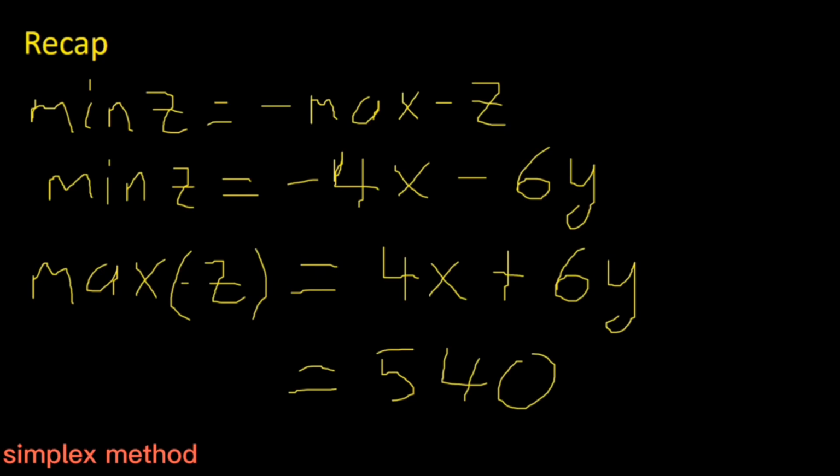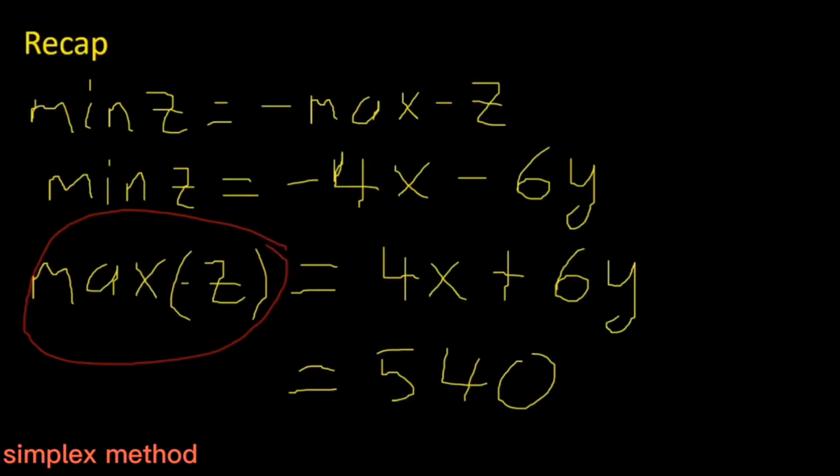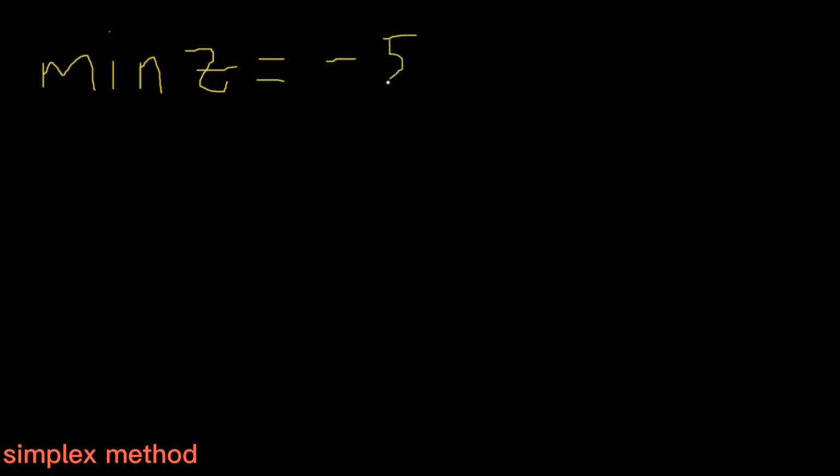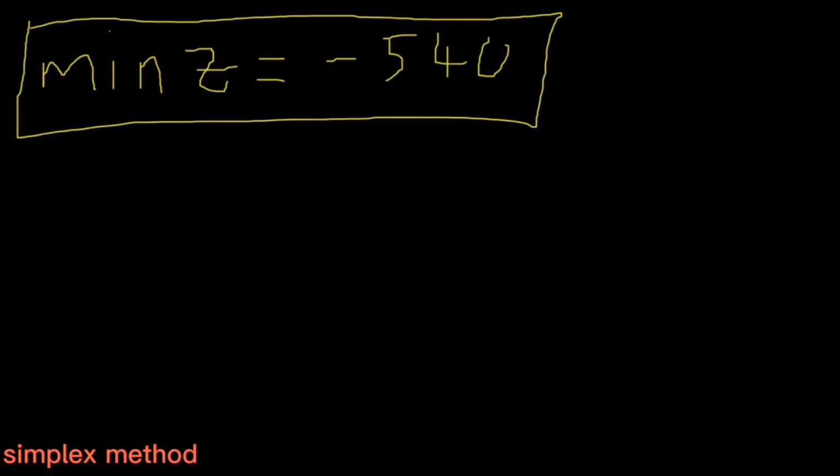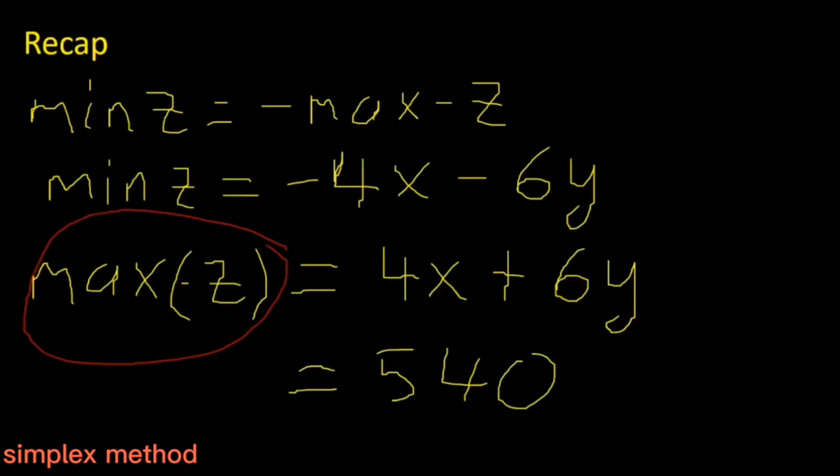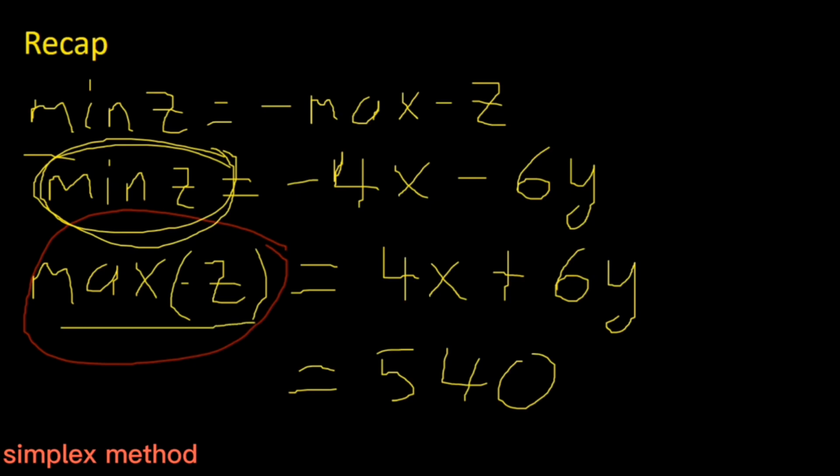Okay, therefore our initial principle was to find the minimization equation. Therefore the min z is equals to what? Negative of this 540, negative 540. Okay, that is the answer. Finally the answer. Because it's difficult to minimize, in case of minimization, to solve using the simplex method. That is why you have to convert first into a maximization before computing.